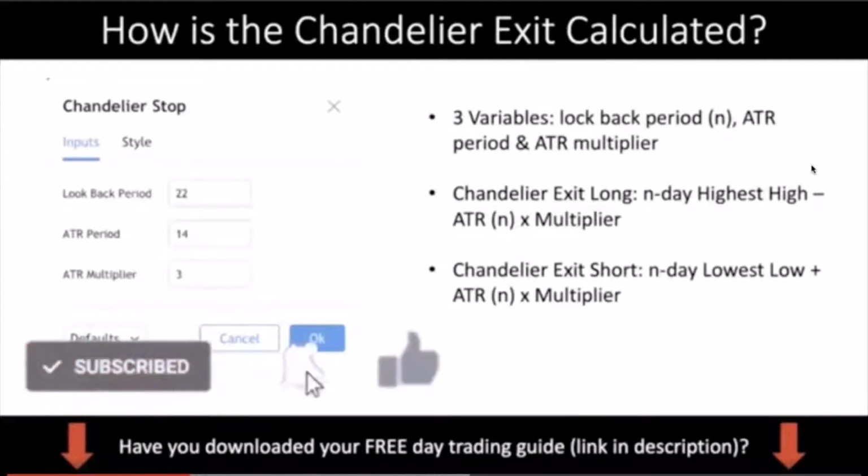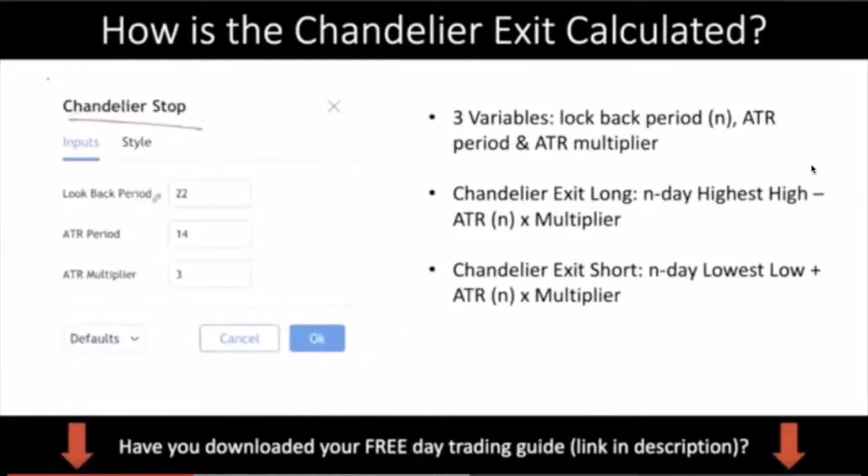So if you go onto TradingView and you add in your Chandelier stop indicator, you'll be prompted to put in 3 inputs. You can see there's a look back period, there's an ATR period, and the ATR multiplier. Don't worry, it's not confusing. Let me just walk you through it. As I mentioned over here, there are 3 variables.